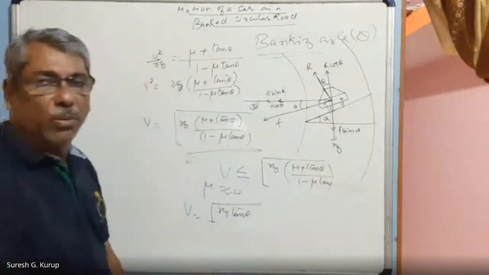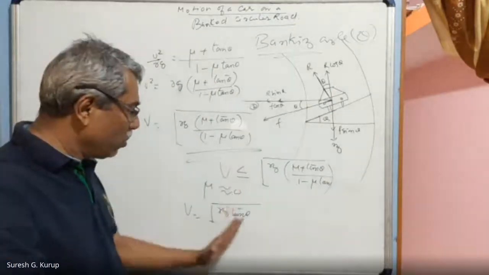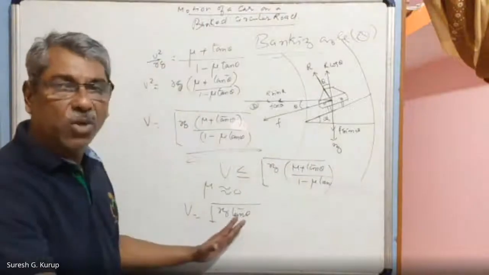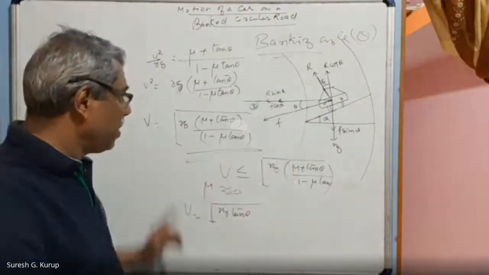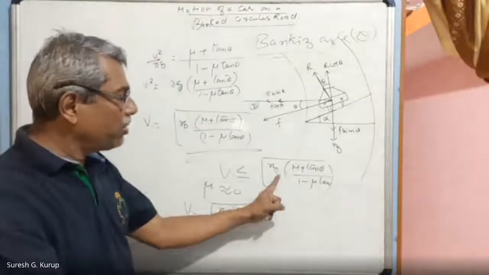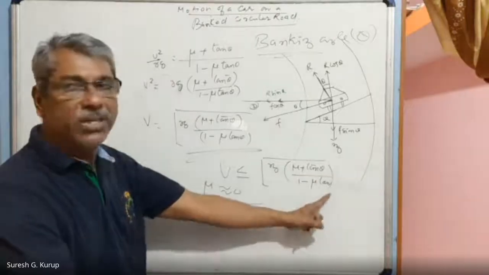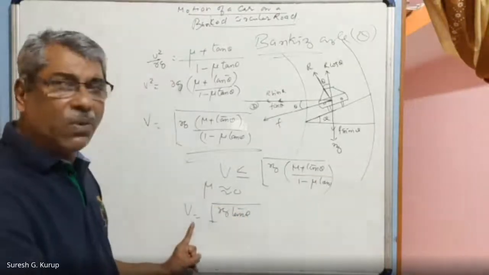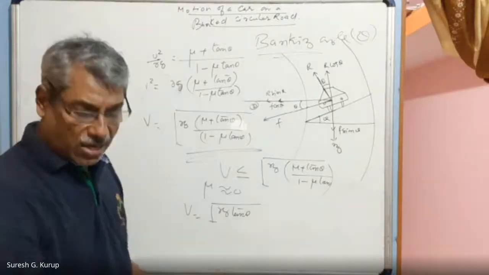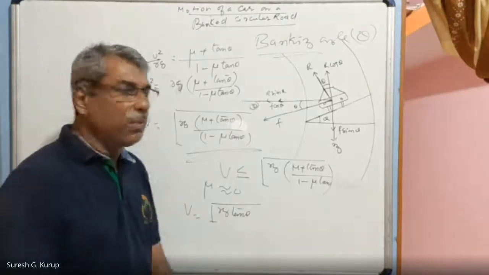So all these things you remember, and you will be able to do problems in this topic using these relations. V is equal to square root of Rg into mu plus tan theta divided by 1 minus mu tan theta, or v is equal to square root of Rg tan theta. So these are important. Please note.